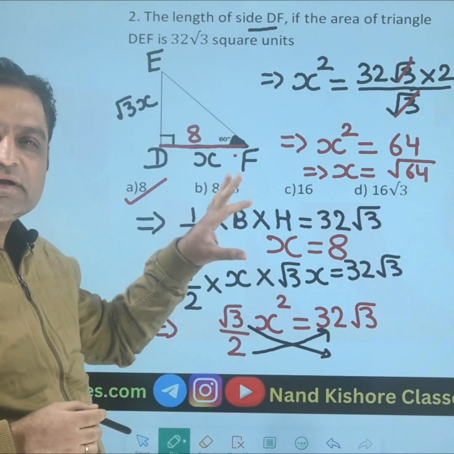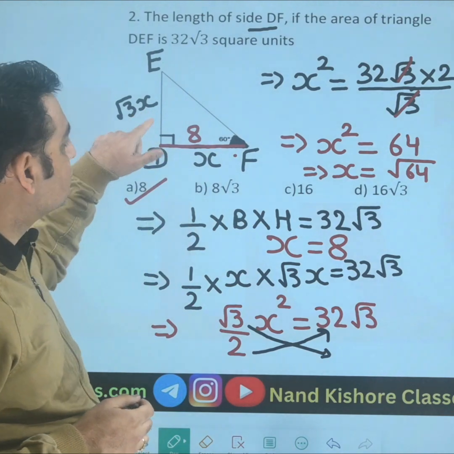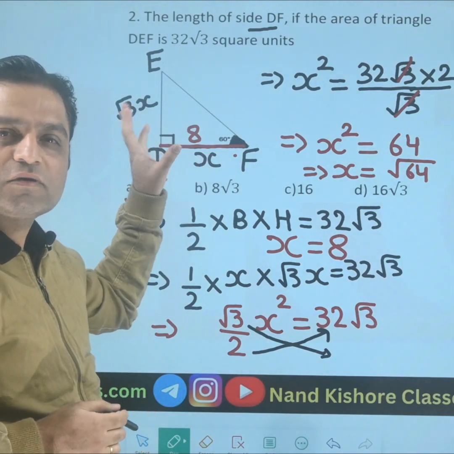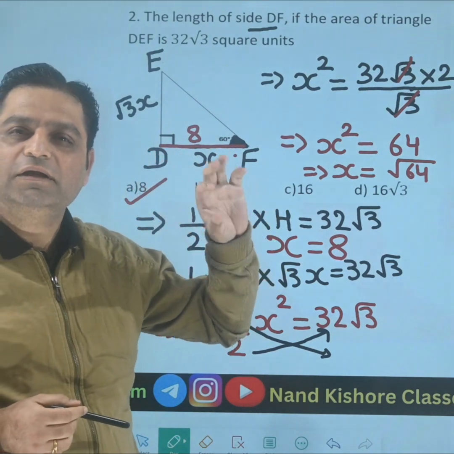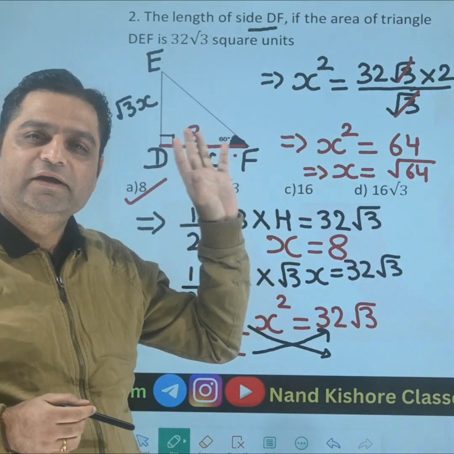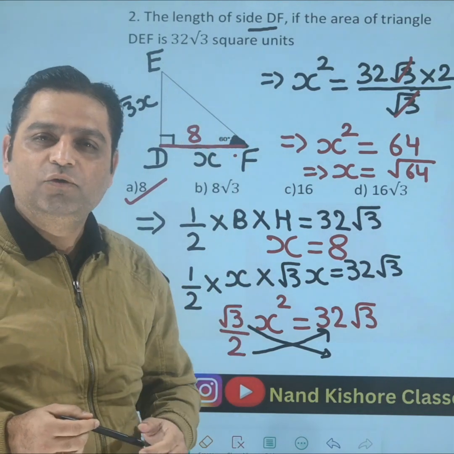So this question was little bit typical because they had not given any side, neither opposite nor adjacent, neither perpendicular nor base. So I used trigonometry tangent 60 in order to identify those sides. I hope you are clear with the concept.